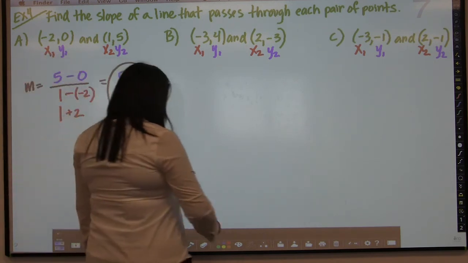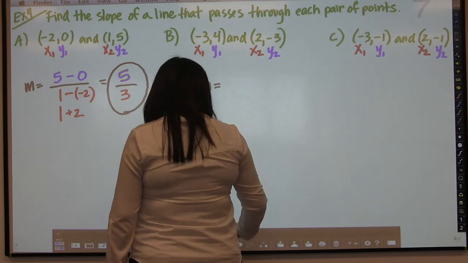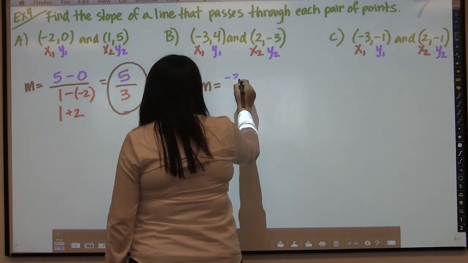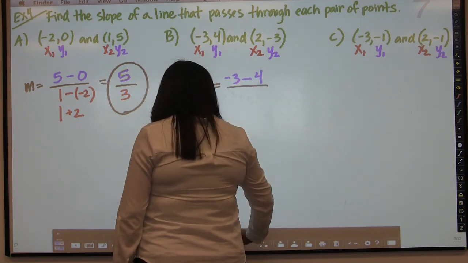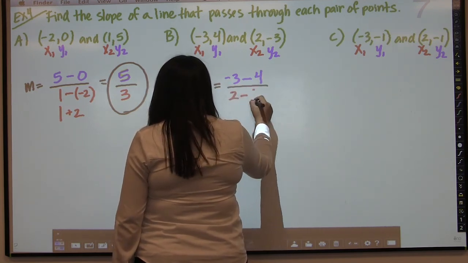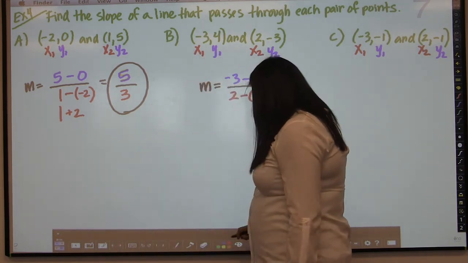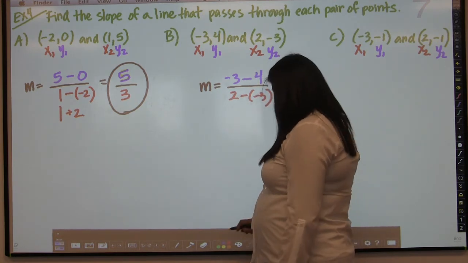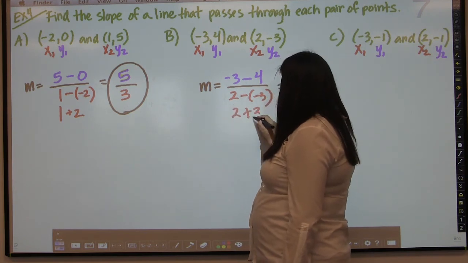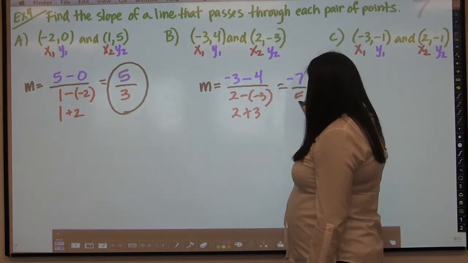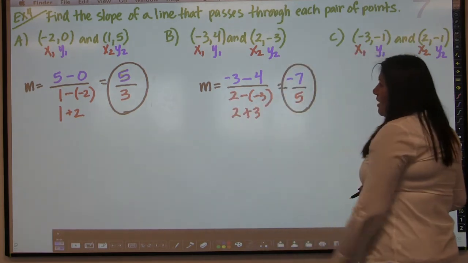And then over here, we're going to do it again. We've got y2 is negative 3 minus y1, which is 4. And on the bottom, we have x2, which is 2, minus negative 3. So negative 3 minus 4 is negative 7. And remember that this is now 2 plus 3, because it's minus negative, and 2 plus 3 is 5, and we get a negative slope, negative 7/5. Our first one was positive 5/3.